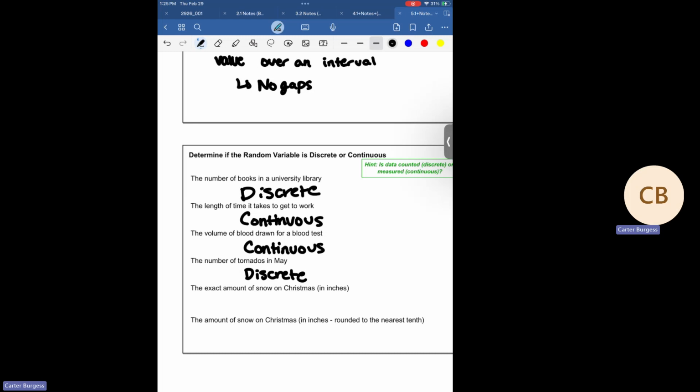Exact amount of snow on Christmas is going to be continuous if we think of starting at no snow and then working our way up to however much snow we have to pass through every single height of snow, every single amount of snow on our way there. I guess technically it's a discrete process because we have these individual snowflakes that are technically piling up. It is close enough to continuous that we will call it continuous.